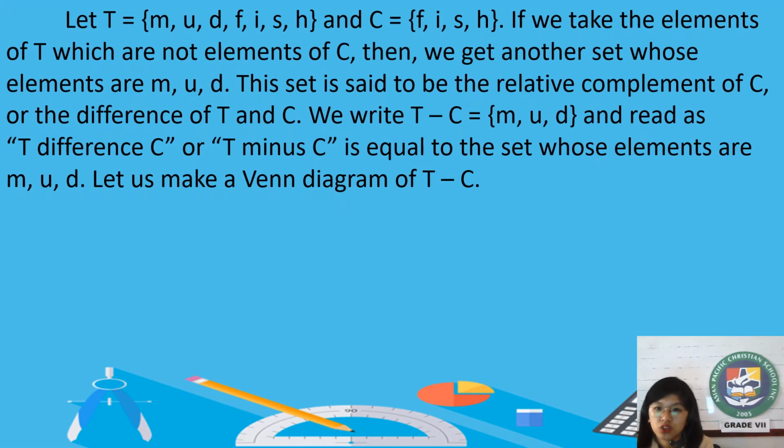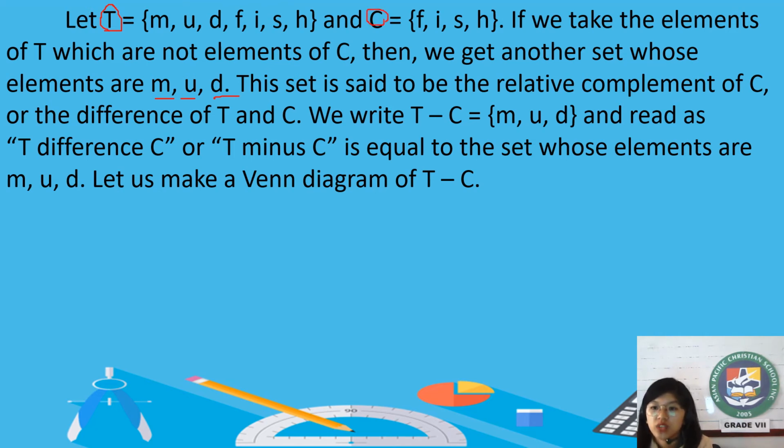So, let set T be equal to the elements M, U, D, F, I, S, H, and let C be equal to F, I, S, H. If we take the elements of T which are not elements of C, then we get another set whose elements are M, U, D. Those are the elements in set T that are not in set C.